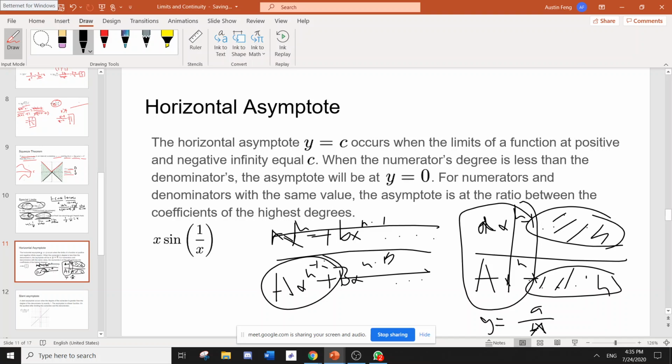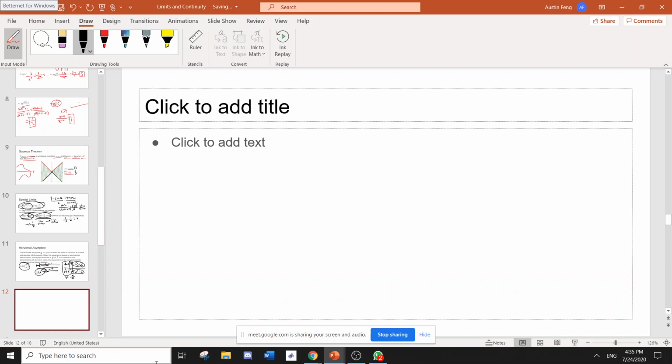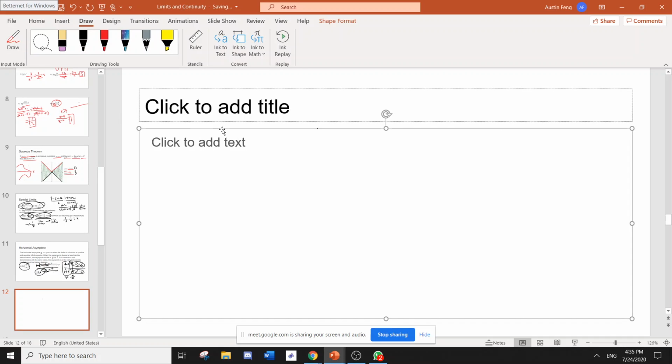So I guess I'll just do this example on the next slide because there's not enough room. New slide. Give me a second.